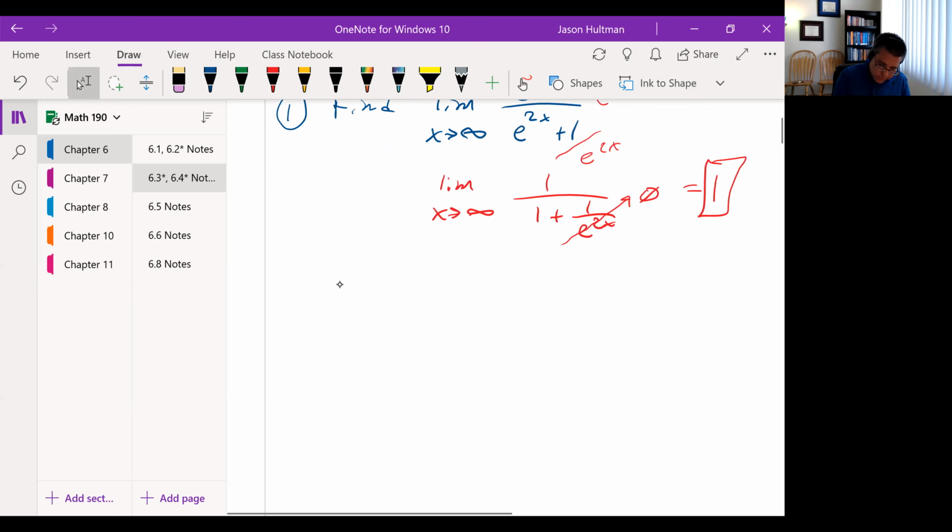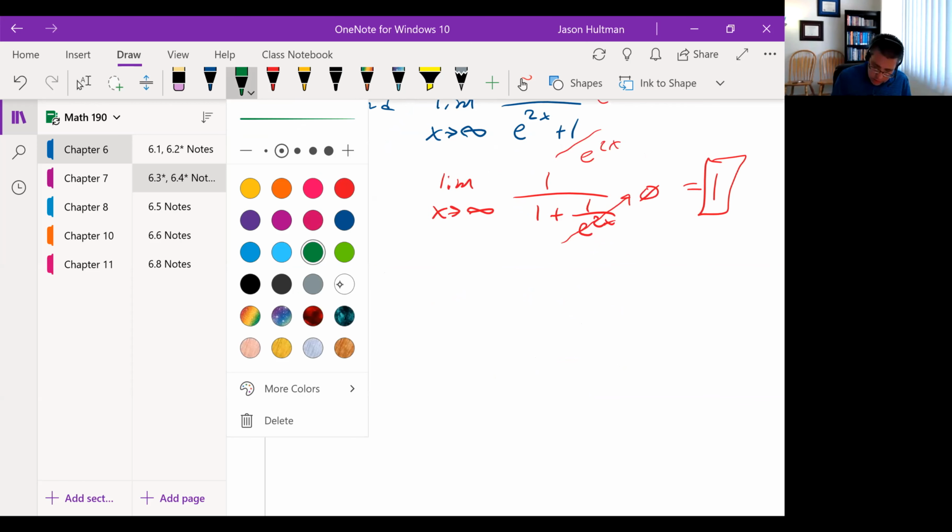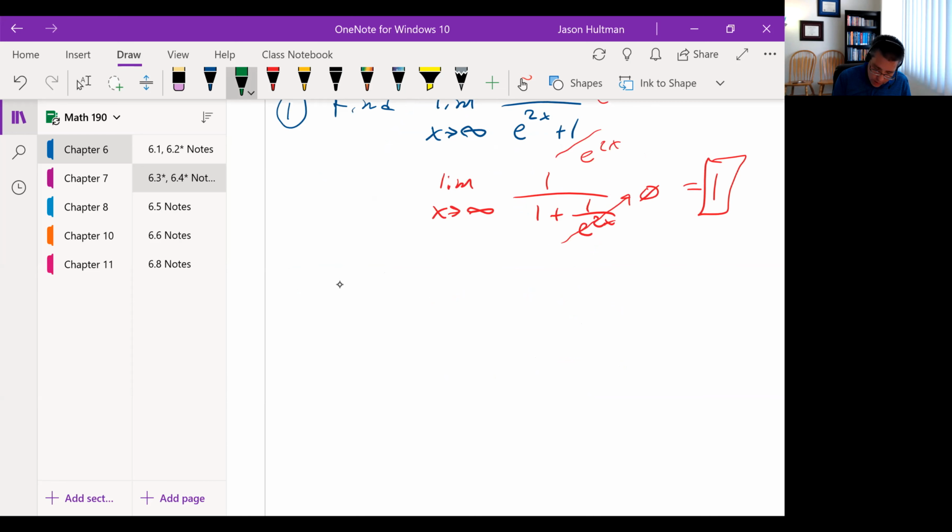Okay, number 2. Actually, not number 2. Let's do a proof of the fact that d/dx of e to the x is equal to e to the x. The derivative of e to the x is itself. That's a very special nature of the natural exponent, that it is its own derivative. Now let's prove this.